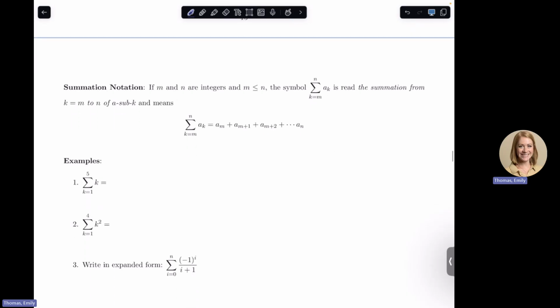So, summation notation. If m and n are integers and m is less than or equal to n, then the symbol, the summation from k equals m to n of a sub k, is read like that. The summation from k equals m to n of a sub k means you add up the terms from the mth term to the nth term. This is an indexing situation. So you start with m, you go to m plus 1, m plus 2, m plus whatever until you get to n, and then you stop. So these are finite summations.